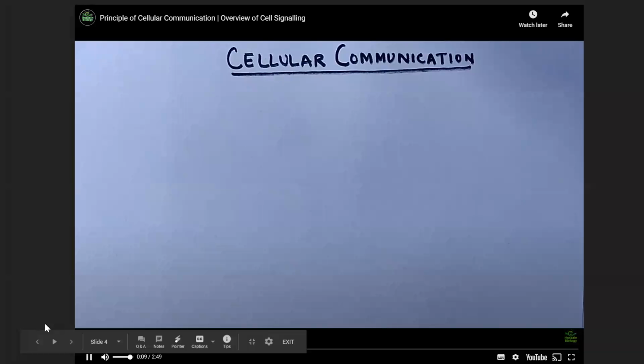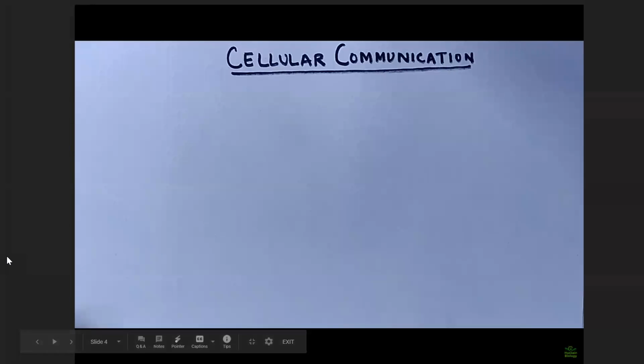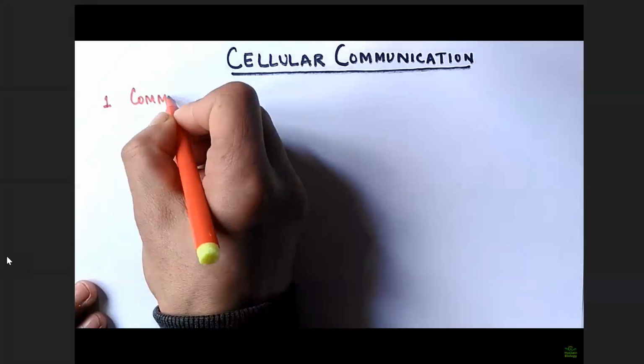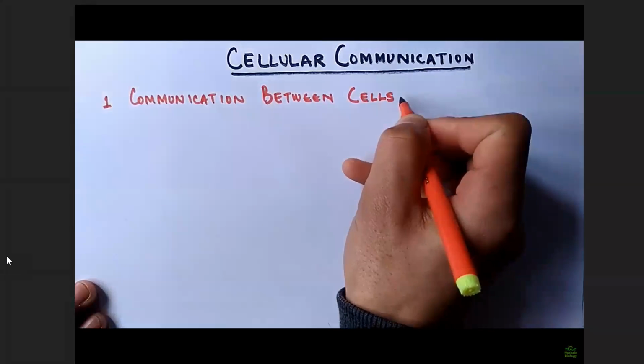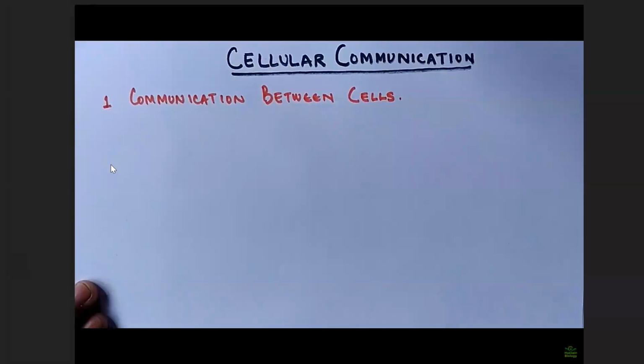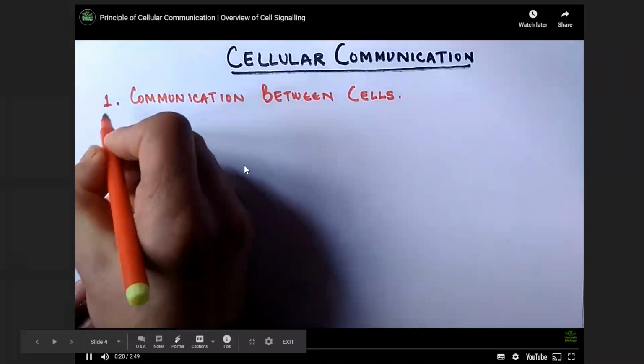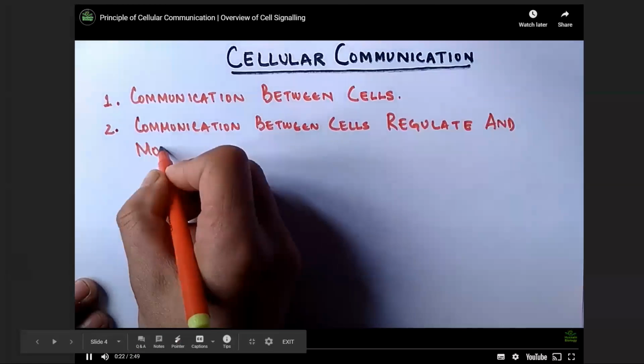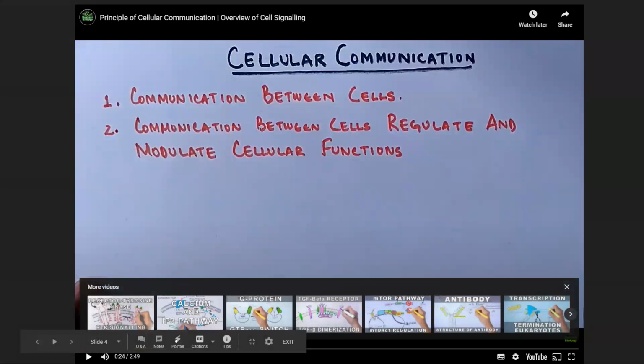In our body, they work together in a coordinated manner and initiate different kinds of tasks. So here we say this is communication between cells, which directs the cells what to do and what not to do. Second thing is that it regulates and modulates cellular functions in our body. So here the person is actually narrating why cell signaling is important, the significance, the need.